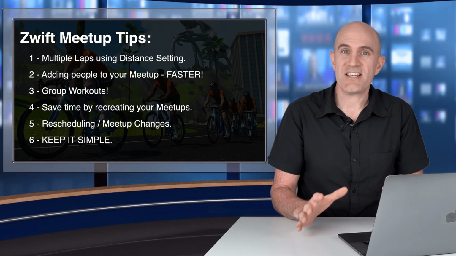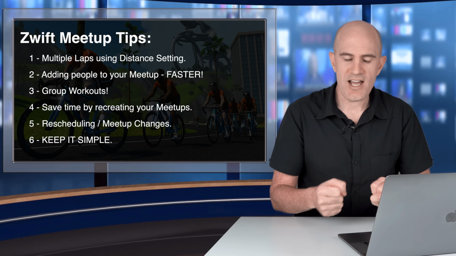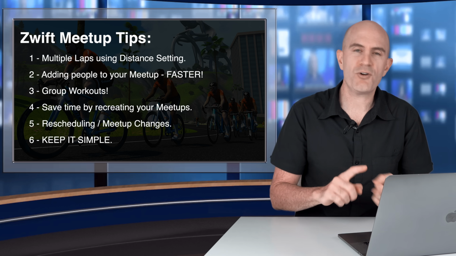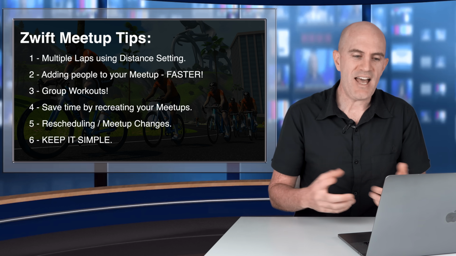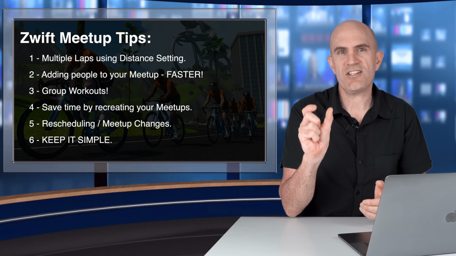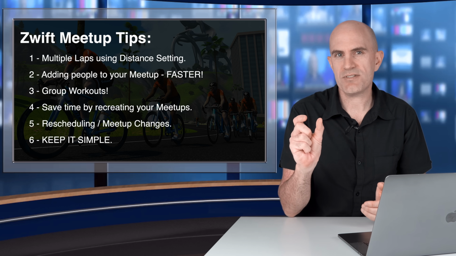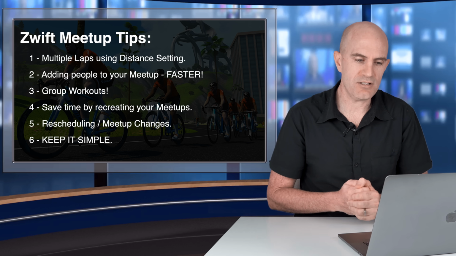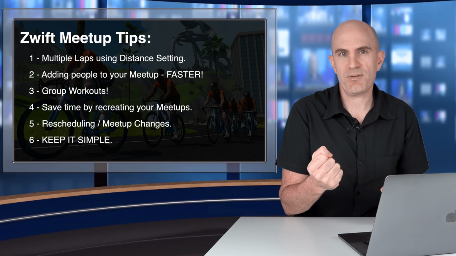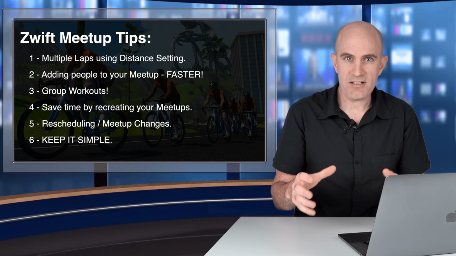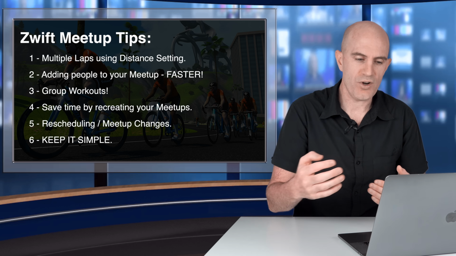So there we have it for today. 6 more tips to squeeze the most out of that meetup functionality. First up, multiple laps. Just extend the distance out and you'll just keep looping. Number 2, adding people to your meetup faster by using a unique string or unique tag at the end of their name so the meetup organizer can quickly add people along. Number 3, group workouts. Using the keep together functionality and people selecting a workout in the starting pen, and then once the timer starts down, your workout will start.